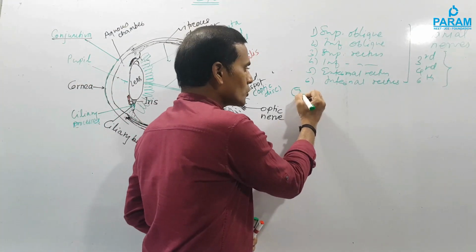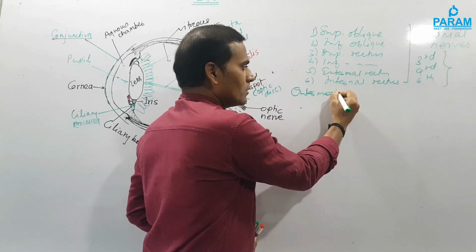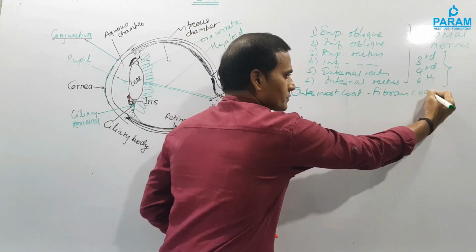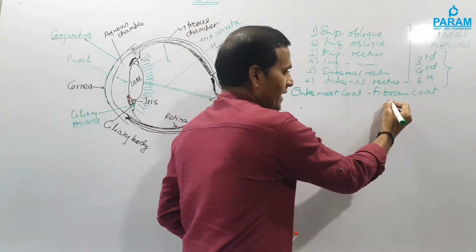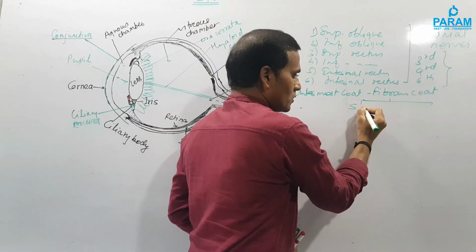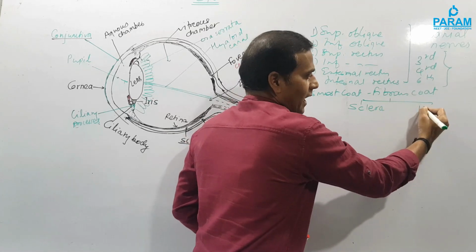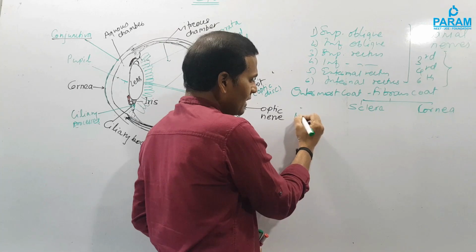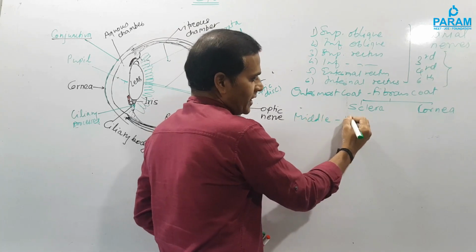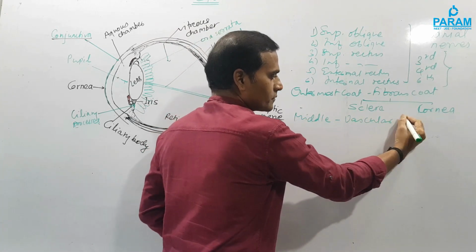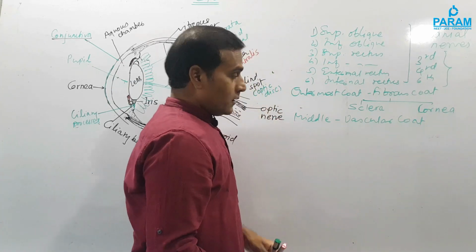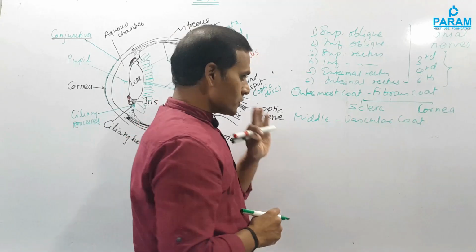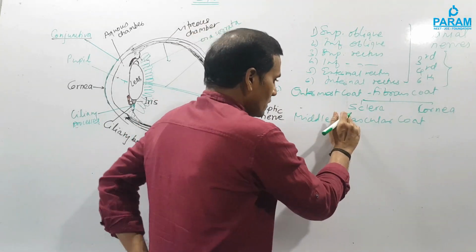The outermost coat is named the fibrous coat. The fibrous coat is again divisible into 2 parts, that is sclera and cornea. The second, middle layer is the vascular coat or vascular layer. Vascular itself indicates that it is supplied with blood vessels, so it must be dark in color.